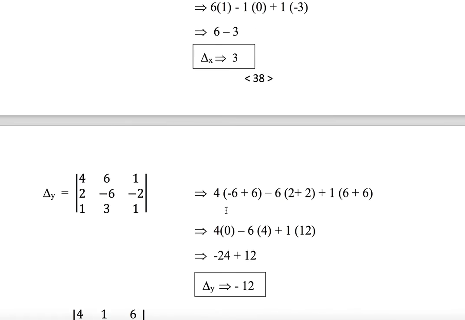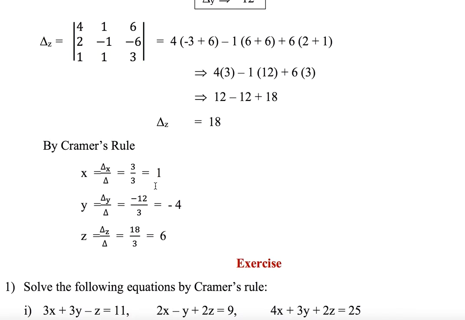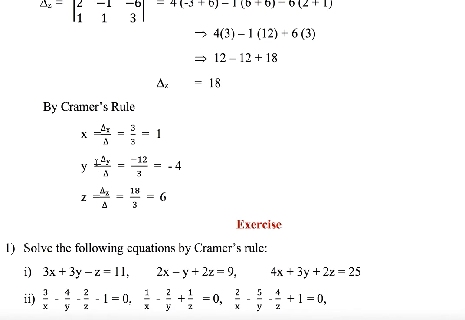Then delta x is this. For delta y, replace this column with 6 minus 6 3. You'll get delta y is this. Keeping the other variables as they are, you have to replace only the third column if you want to find delta z: 6 minus 6 3, delta z equal to 18. So this you already know: delta x by delta, delta y by delta, delta z by delta. Okay, x is delta x by delta, like that.